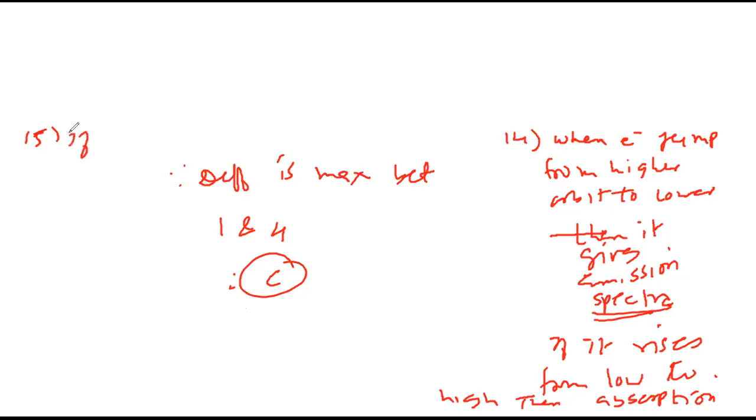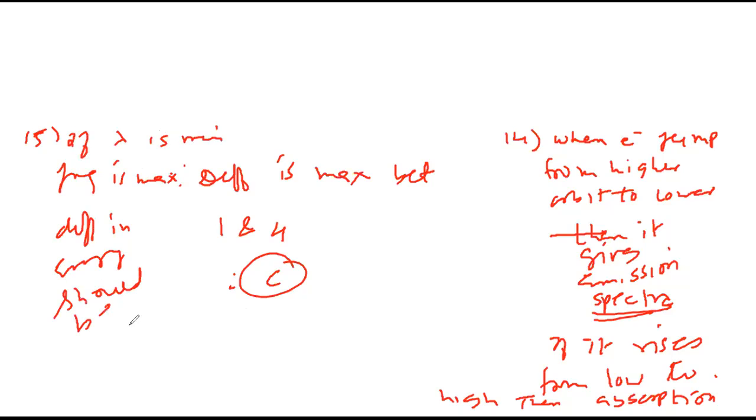If lambda is minimum, then frequency is maximum. So the difference in energy should be maximum. The difference in energy is maximum for 2 to 1. So answer B, 2 to 1. The 2 to 1 energy difference, if you remember, is close to 10, because first is 13.6, second is 3.4.